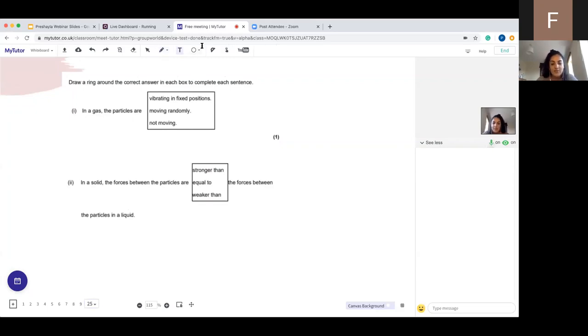This question is all about the kinetic theory of matter, what we just did. So it's talking about how those particles move. In a gas, they move randomly. In a solid, they vibrate in fixed positions. But in a gas, they move randomly. In a solid, the forces between the particles are stronger than the forces between the particles in a liquid. They have to keep those positions, so the force must be really strong.